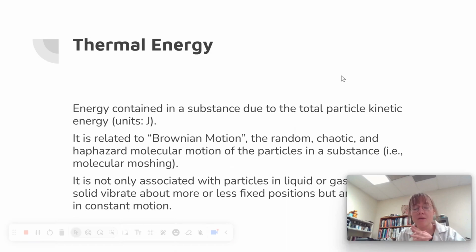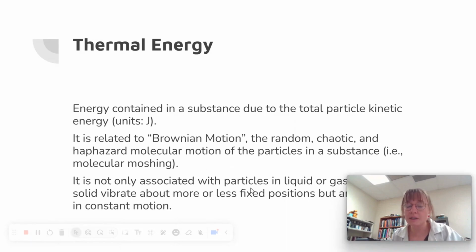And so when you have an object that's just sitting there, it is just sitting there, but inside the atoms and the molecules are very, very quick at work. They're moving around a lot. We call that Brownian motion, which is the random, chaotic, and haphazard molecular motion of the particles in a substance. I said, i.e. molecular moshing, as all of the little molecules just kind of bounce around.